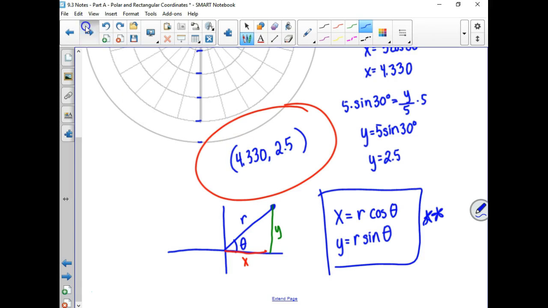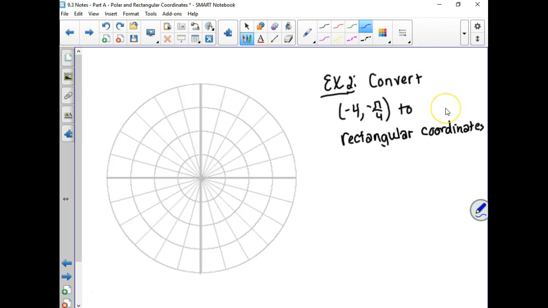All right, let's do our next problem. All right, so this time we're going to convert (-4, -pi over 4) to rectangular coordinates.